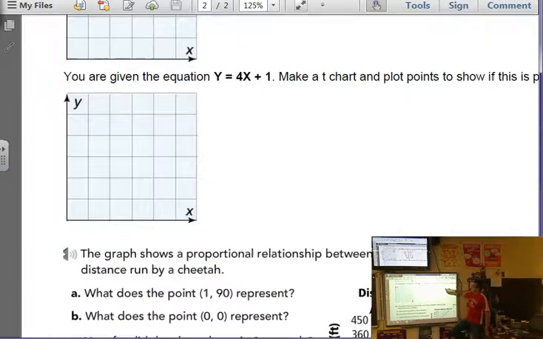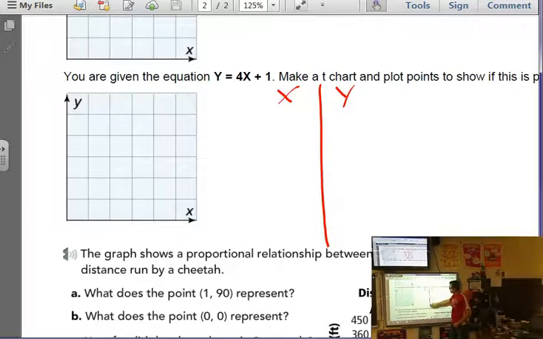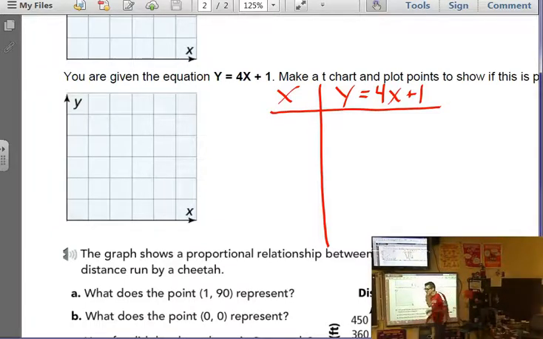So try this on your own. Make a t-chart of your plug-in values. We know that y is actually 4 times your x plus 1 more. It has nothing to do with the 3. That cubed has nothing to do with the 4. It's only on the x.